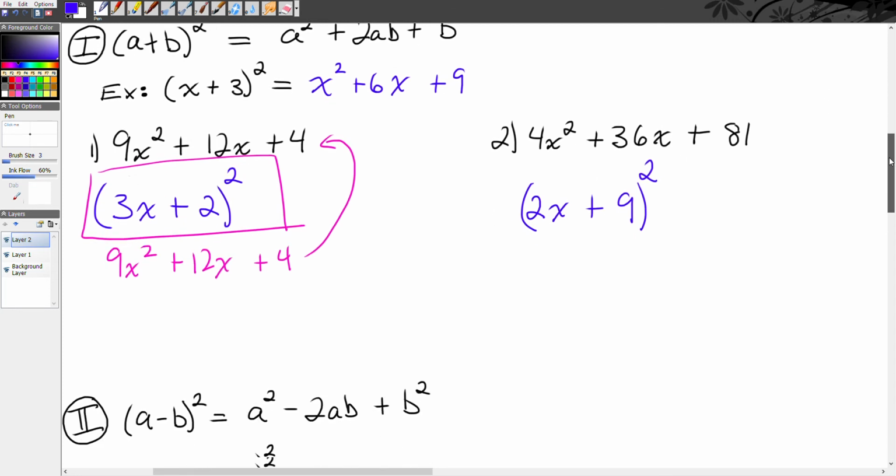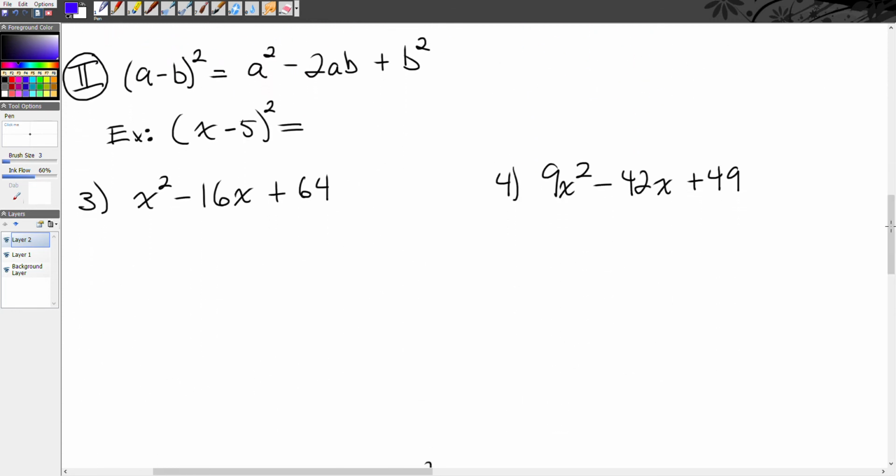All right. Our second case. This is an (a minus b) squared. So remember we learned that (a minus b) squared equals a squared in the front, b squared in the back, and in the middle, negative 2ab, which basically is the same thing as the first case, except just letting us note that the middle term is going to be negative.